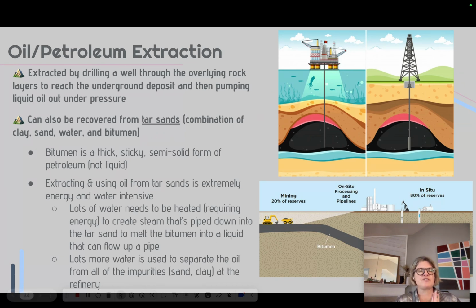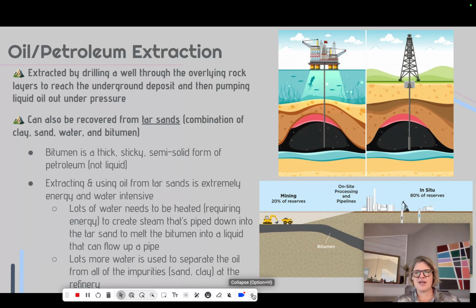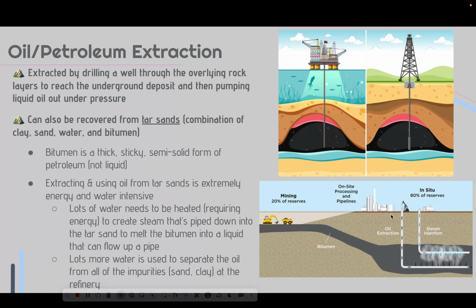So oil and petroleum extraction, how do we get it? Well, we extract it, like we said, with either oil rigs, which we've seen, or oil pumps. You can see again, we've talked about this already, the tar sand pits where we have to pump steam into the ground. The problem with tar sand pits is this bitumen is not liquid, so we have to turn it into liquid. That's why we use the steam. It heats it up, turns it into a liquid, and we can then pump it out of the ground. This requires lots of water.